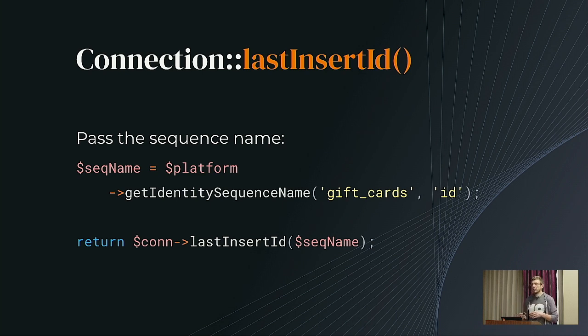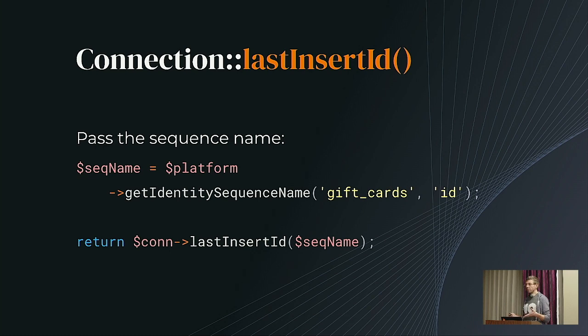internally. But the thing is that for DBAL to know where to fetch the last insert ID value from, it needs to know the sequence name. And there is an optional parameter in last insert ID with that sequence name. So this sequence name can be obtained from another method call. You pass the table name and the column name to the method. It gives you the sequence name, and this is how you use it.